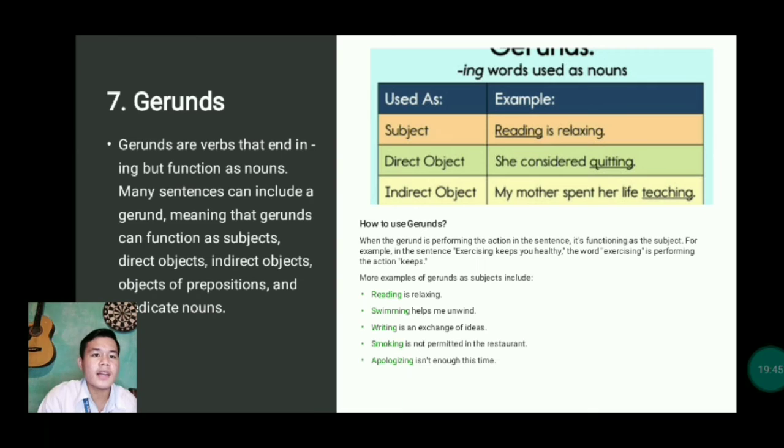While the gerund is performing the action in the sentence, its function is the subject. For example, in the sentence "Exercising keeps you healthy," the word exercising is performing the action of keeps. Here are examples of gerunds: reading, swimming, writing, smoking, apologizing.